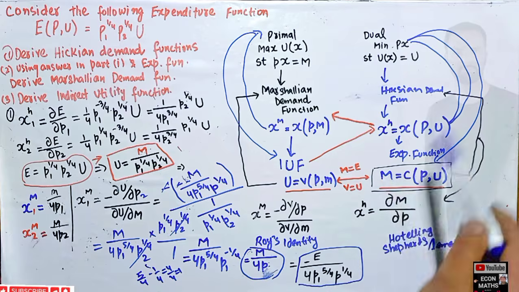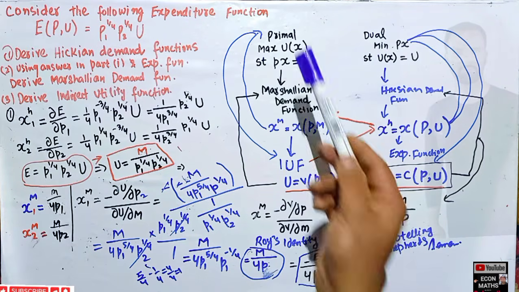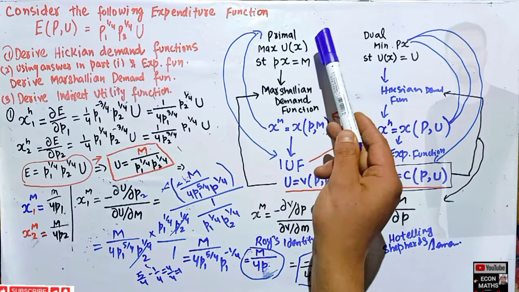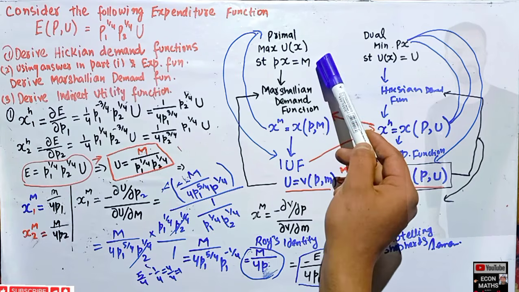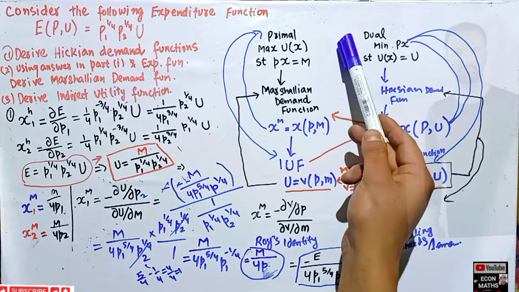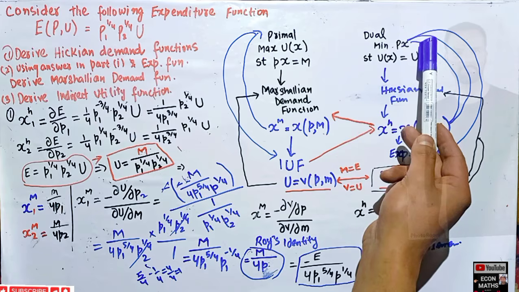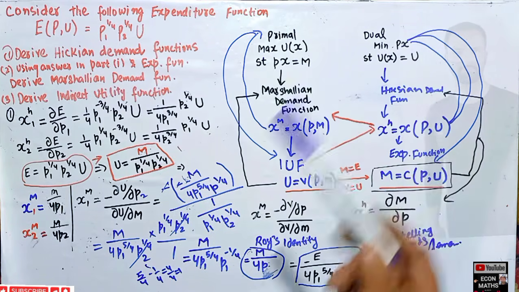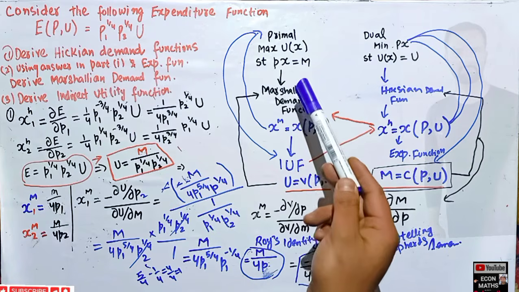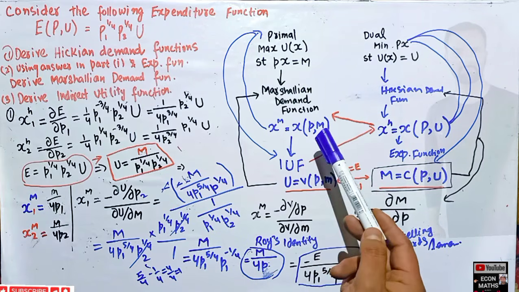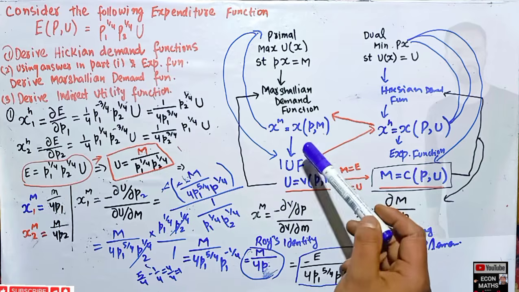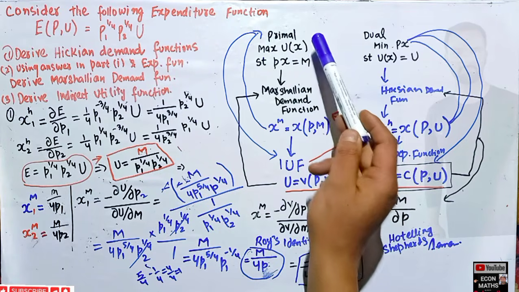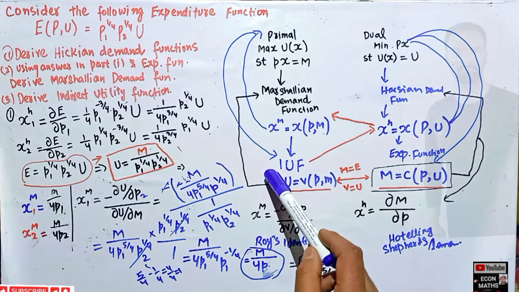I have given you a broad picture. How can we do this? If we have the primal problem, that means we want to maximize utility with a given budget. If we have the dual problem, we want to minimize our expenditure to get the constant utility. Okay, so when we solve this very thing, we get Marshallian demand function, which is the function of price and income. And when we put this optimal value again in the objective function, we get indirect utility function.